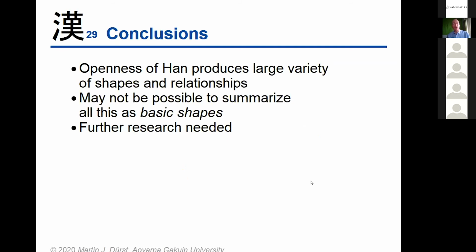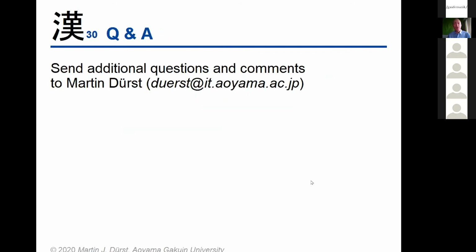Okay, my conclusions up to here are that the openness of Han produces a very large variety of shapes and relationships, and it may not be possible to summarize all of this as basic shapes, and definitely further research is still needed. Okay, with that, I'm sorry that I went over time, but I would be very glad to accept some questions.